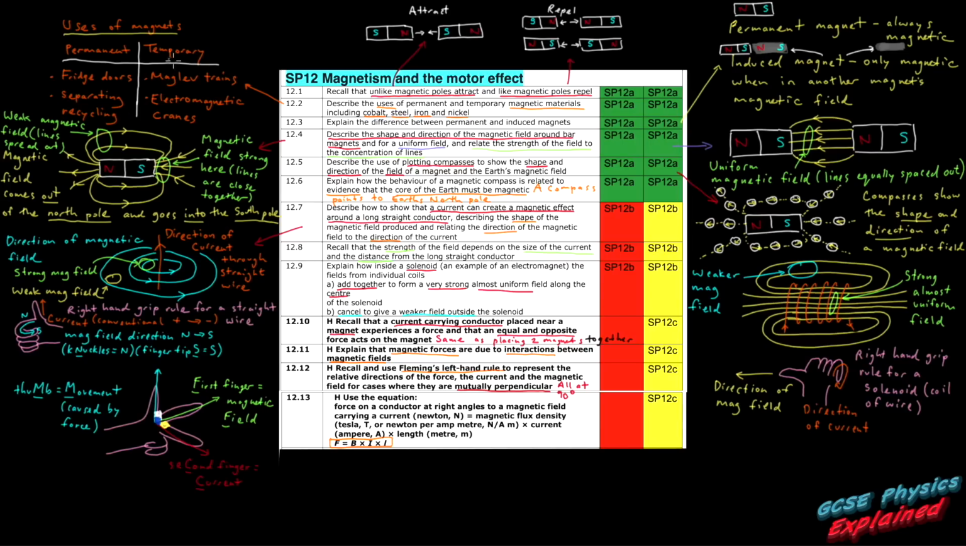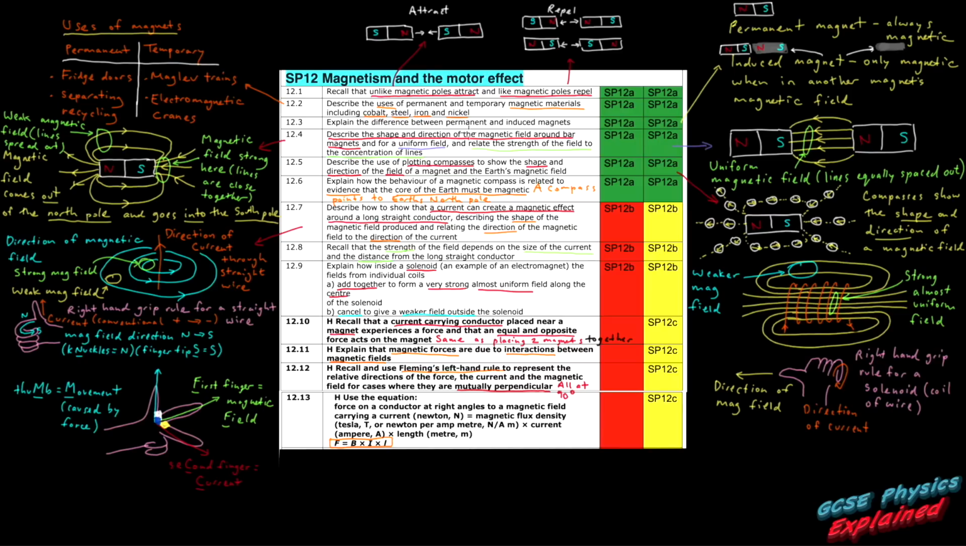And uses of temporary magnets could be maglev trains, which is magnetic levitation trains, and electromagnetic cranes found in junkyards and places like that, where they've got to move metal from one place to another, and they use temporary magnets. What they mean by that is electromagnets, so they can turn them on and off.